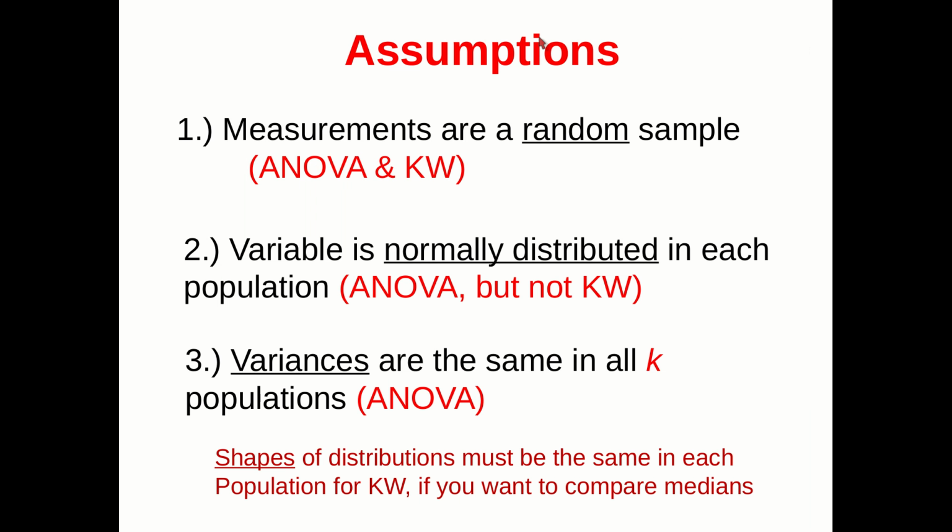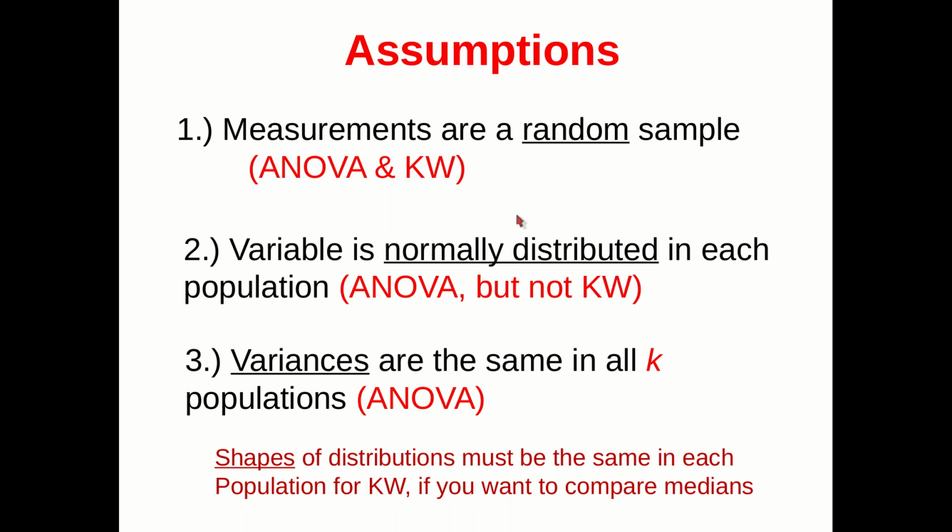So far we've talked about one-way ANOVA, what to do when we get a significant test, and the non-parametric option, which is something that you take if ANOVA doesn't meet the assumptions. Here is a little synthesis of the assumptions. Measurements are a random sample: this is true for both ANOVA and Kruskal-Wallis. The variable is normally distributed in each population: this is an assumption for the ANOVA, but not for the Kruskal-Wallis, so it might be one reason to use Kruskal-Wallis instead of ANOVA.